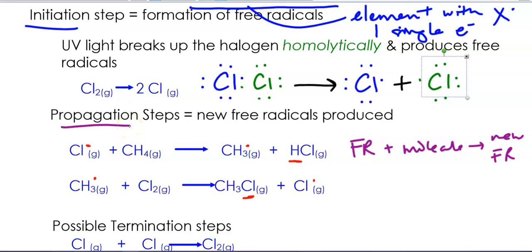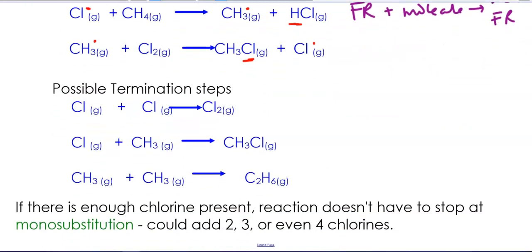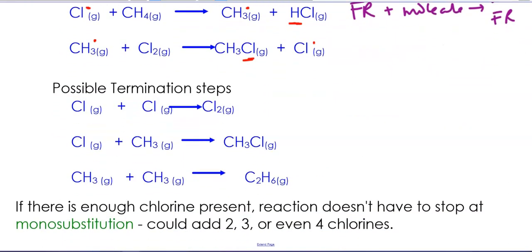So when does this end? Well, it ends when you have two free radicals that combine. No more new free radicals are made. If I have a chlorine free radical and a chlorine free radical, it makes Cl2. Or a chlorine free radical and this CH3 free radical, they'll combine and make this. Or two of these CH3 free radicals, which makes C2H6. So all of these would be the end step.